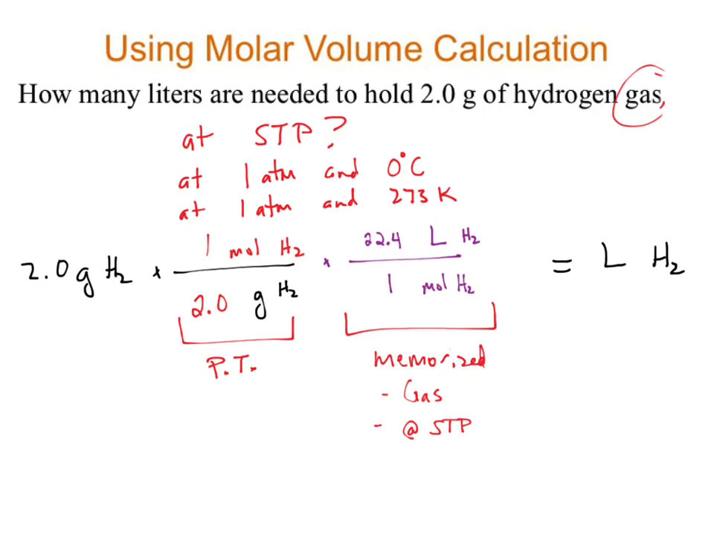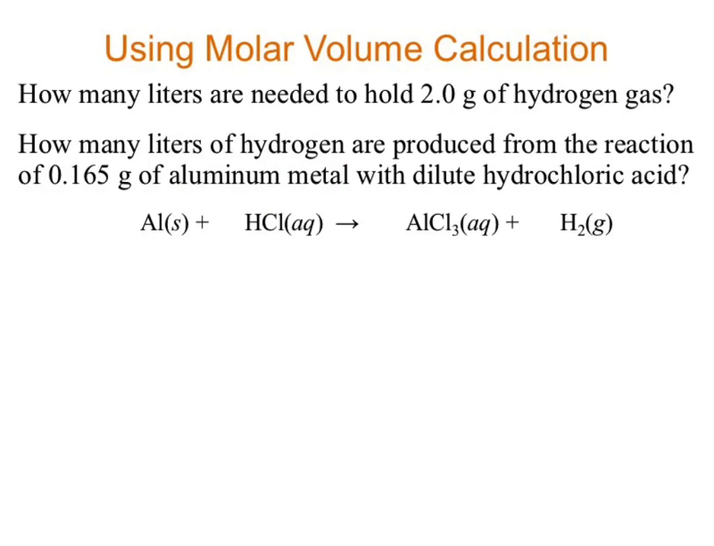So, we have our conversion factor. We can use it just like any other. So now what we'll go through and do is manipulate that for another question. How many liters of hydrogen are produced from the reaction of 0.165 grams of aluminum metal with dilute hydrochloric acid at STP? Set it up.